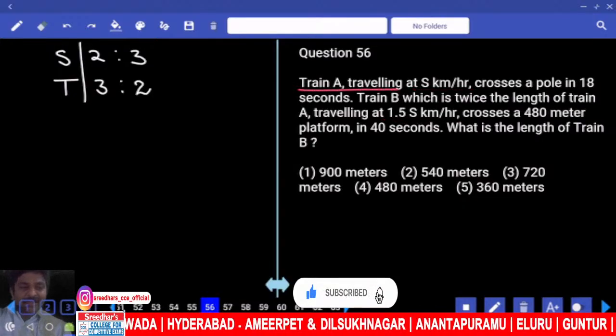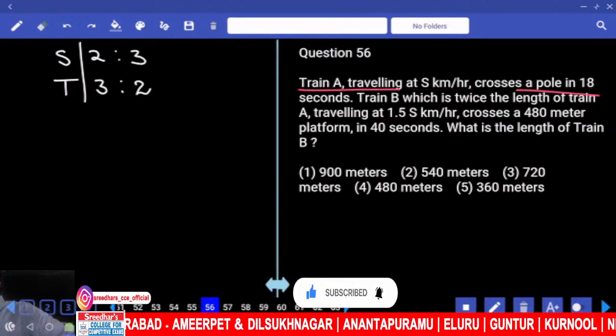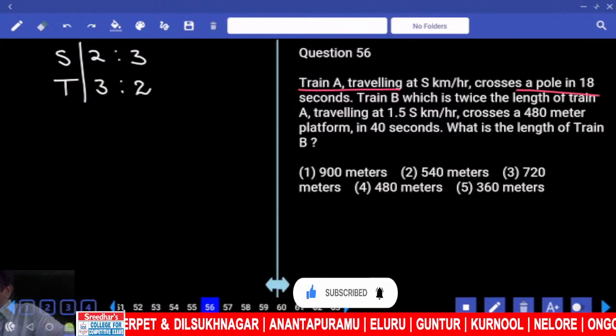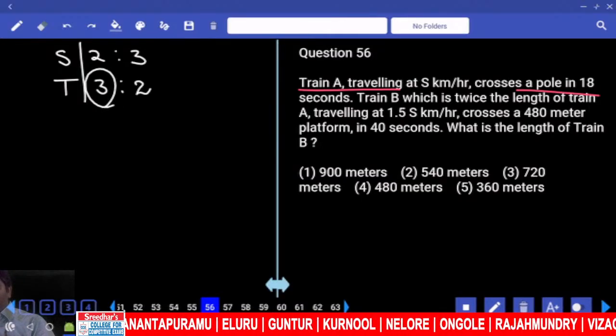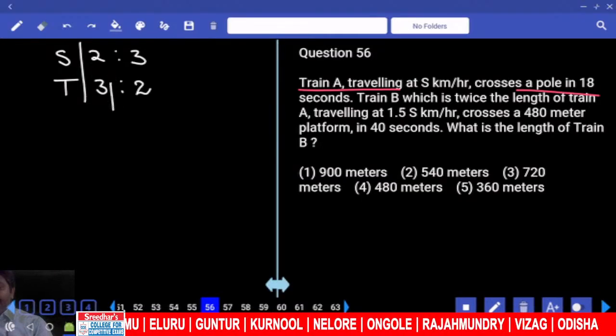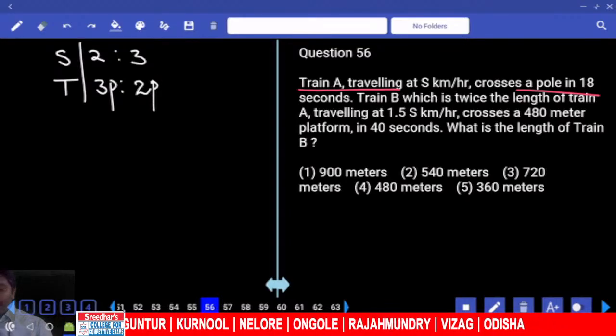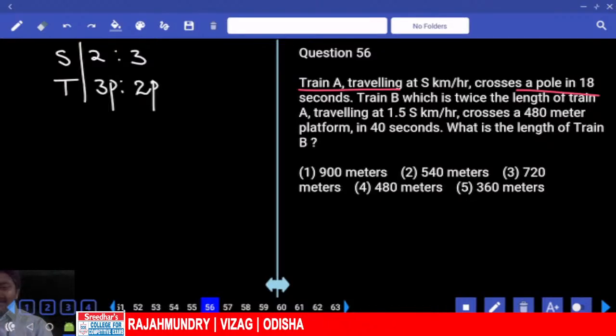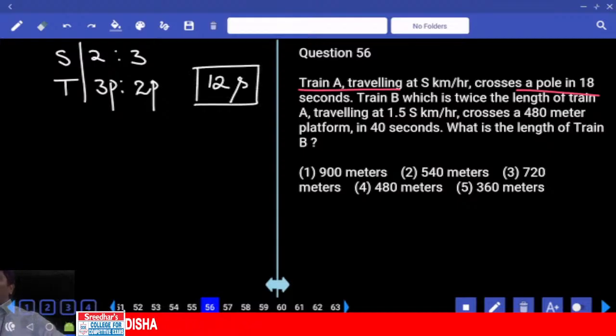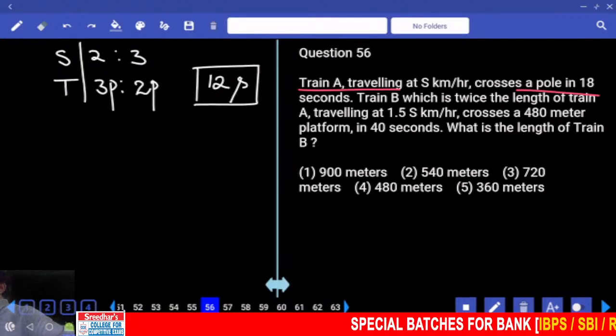First case, train A crosses a pole, correct? To cross a pole, how much time is it taking? 18 seconds, which in terms of number of parts will be 3 parts only. So 3 parts is equal to 18. 1 part, 6. 2 parts, 12. That means train A takes 12 seconds to cross a pole if it travels with the speed which is equal to train B.